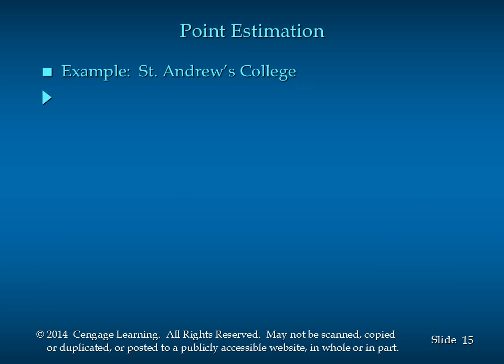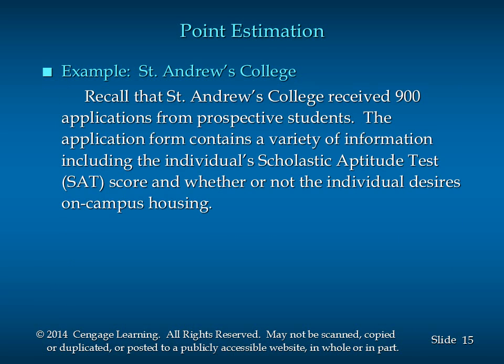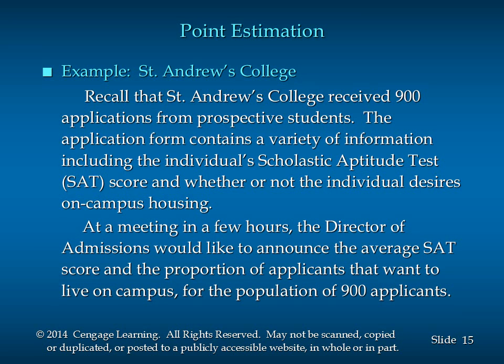So let's go back to our friends at St. Andrews College. Here we had those 900 applicants, and you want to understand what the SAT scores were. If you want to figure out what the SAT scores for all 900 applicants are, do you have to go back and find out the SAT scores for all 900 applicants? You could, but you really don't have to, especially if you don't have the information associated with the proportion of applicants that want to live on campus for those 900 applicants.